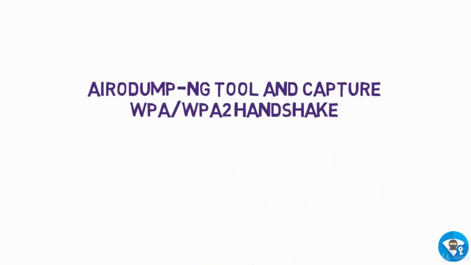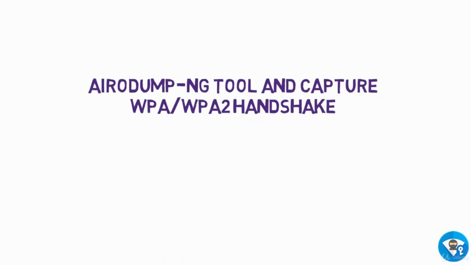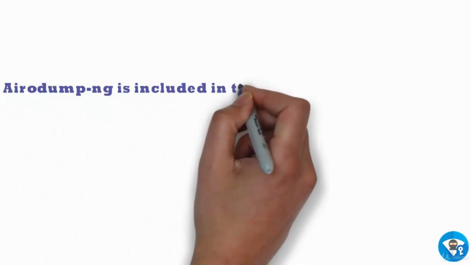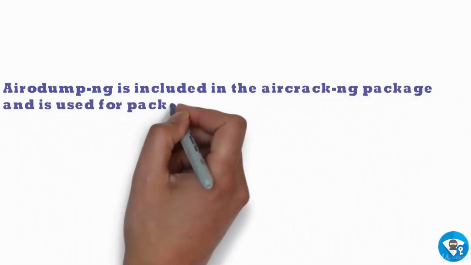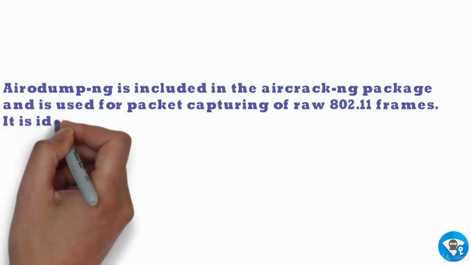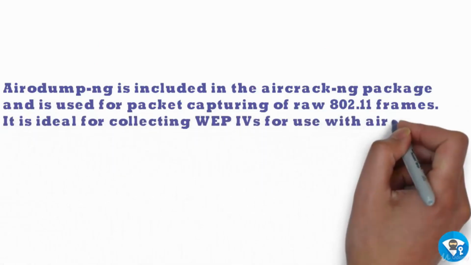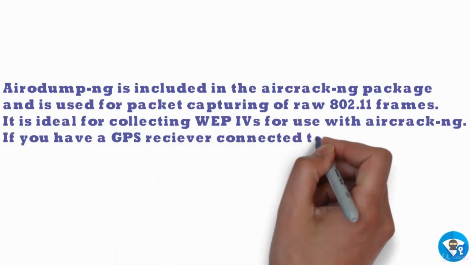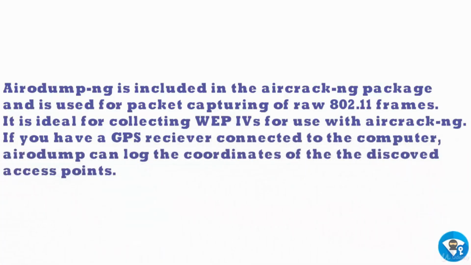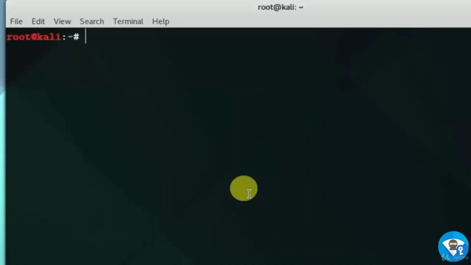Welcome. In this video we are going to learn the complete Airodump-ng tool and capture a WPA2 handshake. Airodump-ng is included in the Aircrack-ng package and it is used for packet capturing of raw 802.11 frames. It is suited for collecting WEP IVs for use with Aircrack-ng. If you have a GPS receiver connected to the computer, Airodump-ng can log the coordinates of the discovered access points. Let's open up terminal.